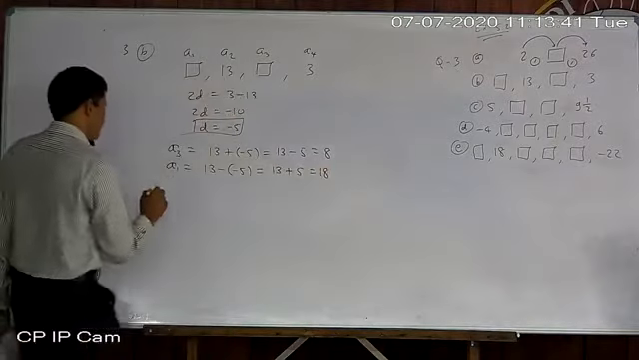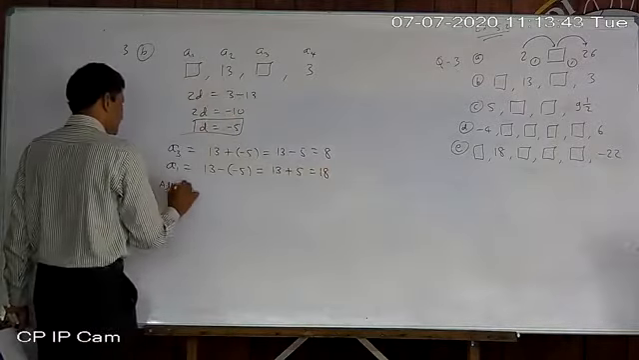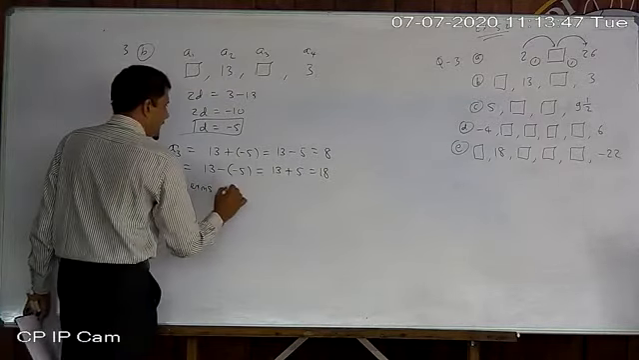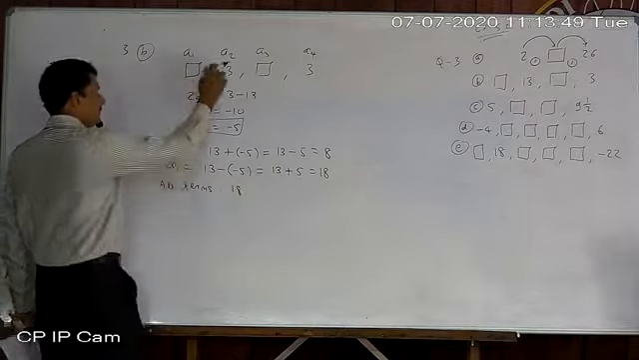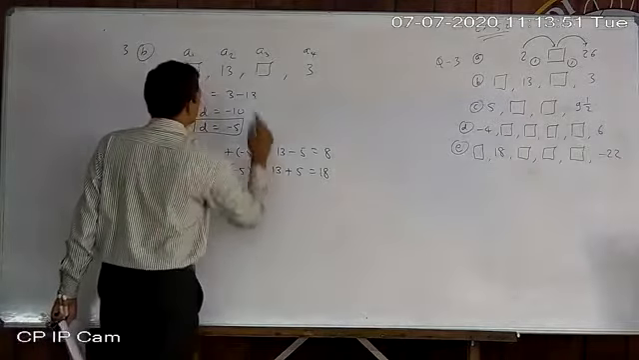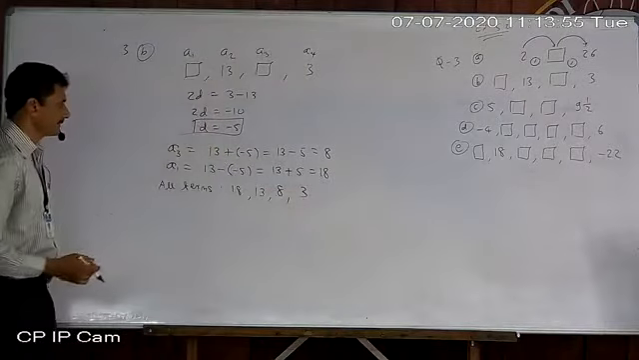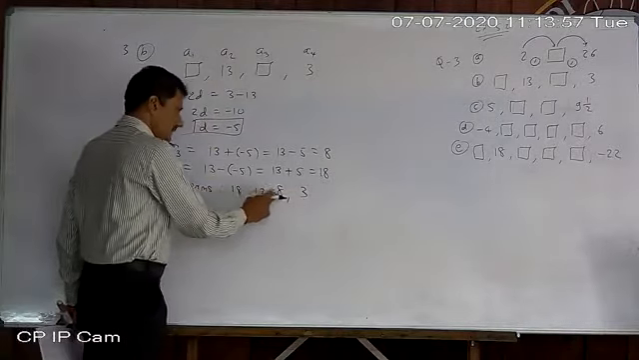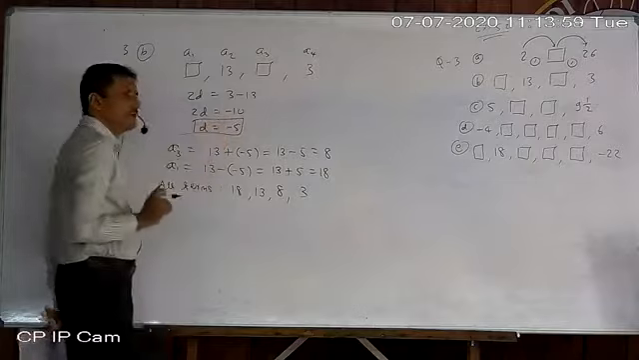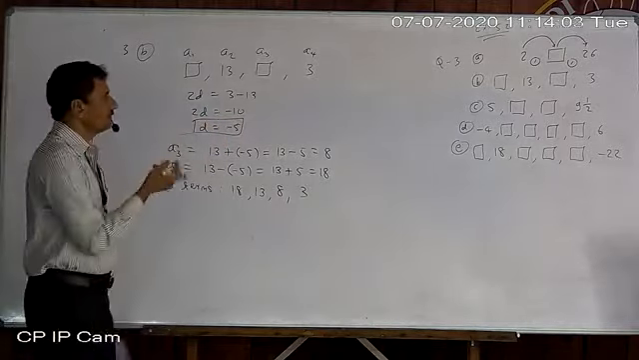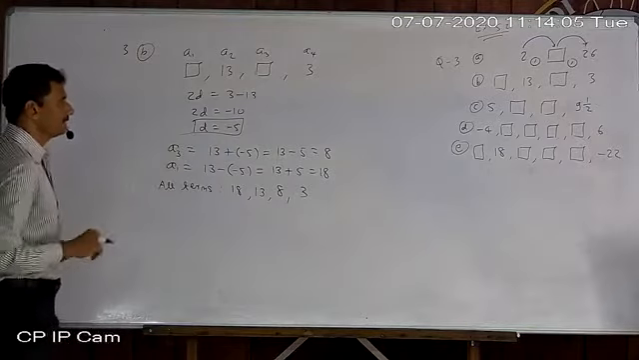Now write down all terms. So all terms of the AP: 18, first of all a1, then a2 given as 13, then a3 as 8, and then 3. You just verify. 18 minus 5, minus 5, minus 5. Why? Because d is minus 5. So you understand? That way only you can write any.